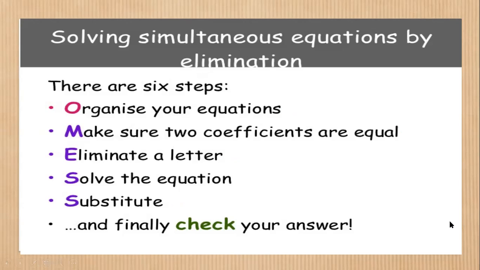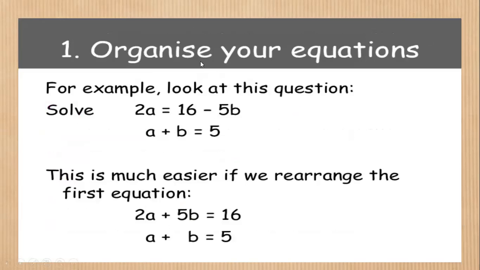So let us look at an example of how we solve the simultaneous equations using the elimination method. If you look at this question, we are supposed to solve these 2 using the elimination method. So the first step is we have to rearrange to make sure that all the unknowns and all the whole numbers in the equation are in the same position.